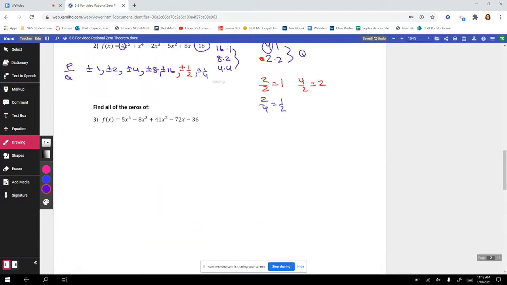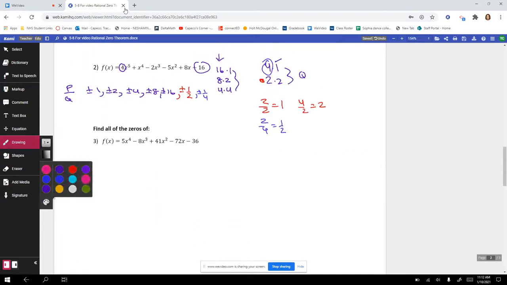All right, let's try one more for today. So again, for 36, I have lots of options here. I have 36 and 1. I have 18 and 2. I have 12 and 3. I have 9 and 4, and I have 6 and 6. So that's all my P values. My Q values, I have 5 and 1. Okay, so I have lots of possible zeros there.